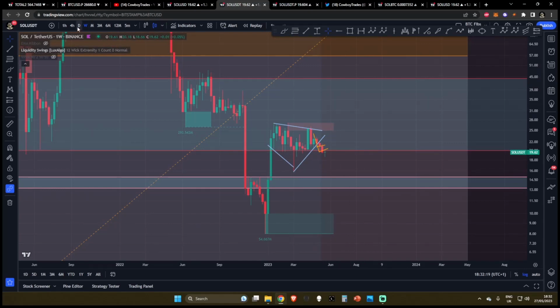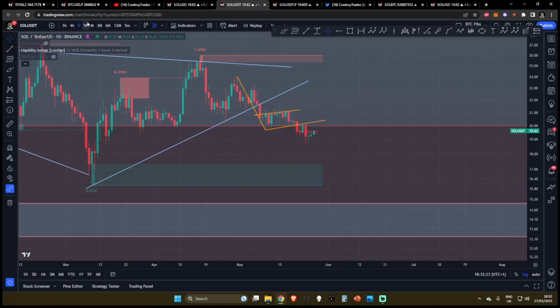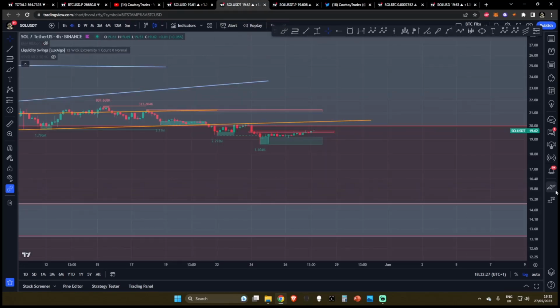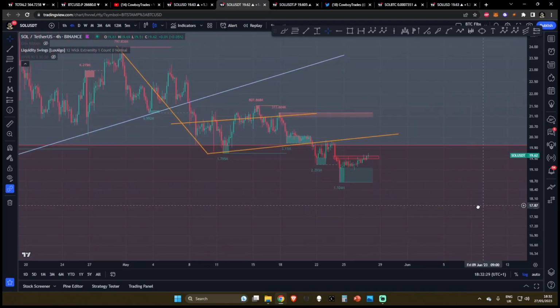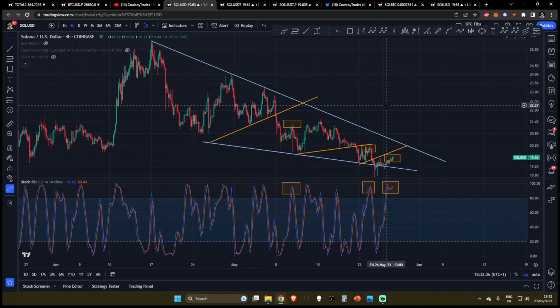And obviously, like we've been highlighting, we are falling into this red box right now. So I think potentially after this fractal plays out that I am going to be talking about in a second, we might see that next move back down to the downside for Solana. Now, I'm going to leave this chart on the 4-hour time frame to talk about in just 1 second. First of all, let's dive into this fractal which has been playing out.